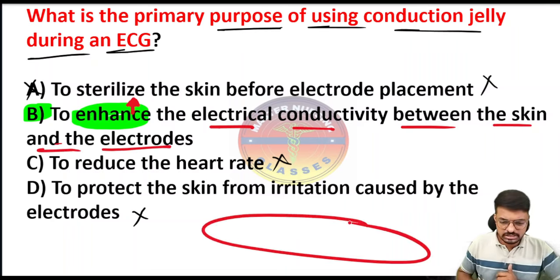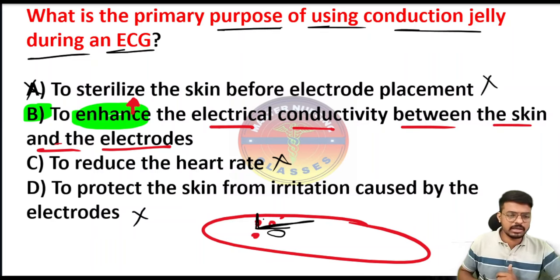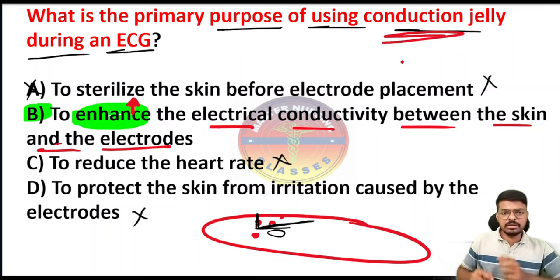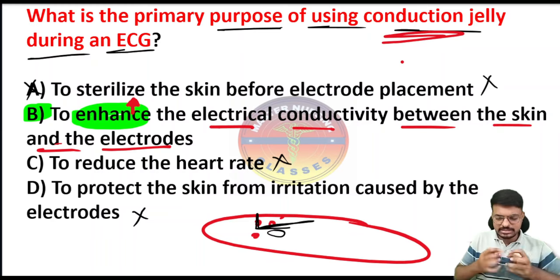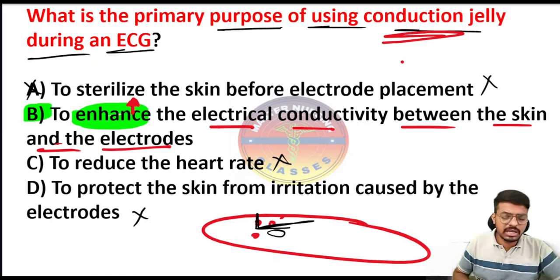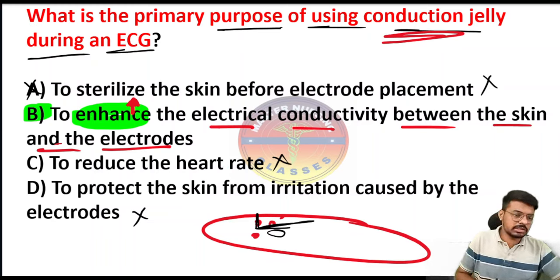So this is the chest of the patient, where we are putting the electrodes like this. The heart is here, lower down. The electrical activity should be captured from the heart, but in the middle the skin comes as a barrier. To reduce the barrier and resistance from the skin, we use the conduction jelly. This jelly easily captures the electrical activity, so the skin will not work as a barrier. This is the purpose of using the conduction jelly or the cardiac jelly.